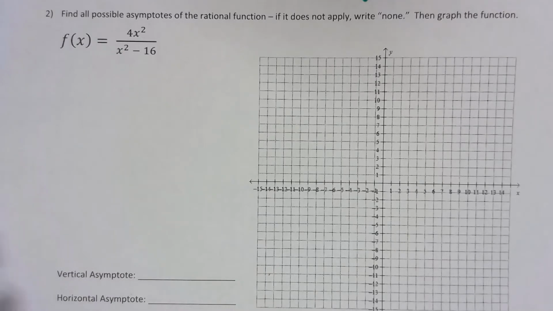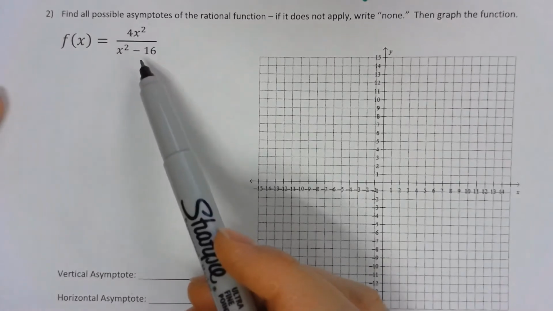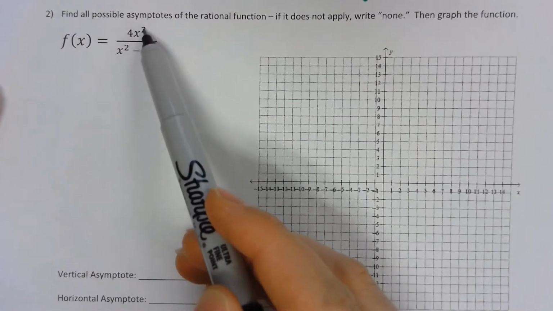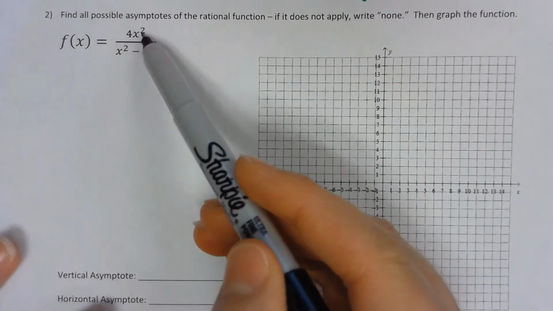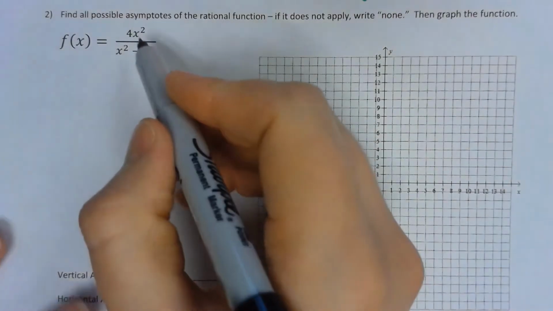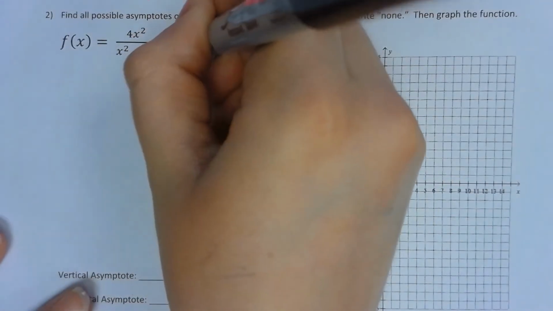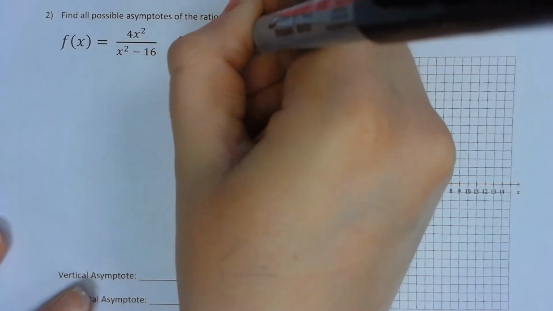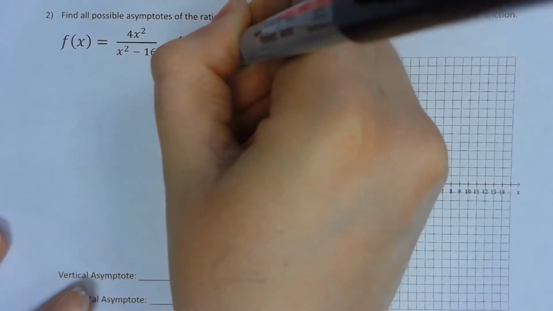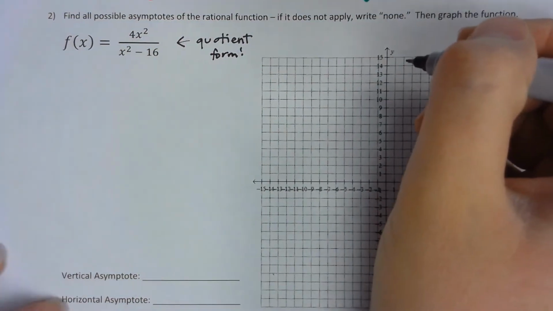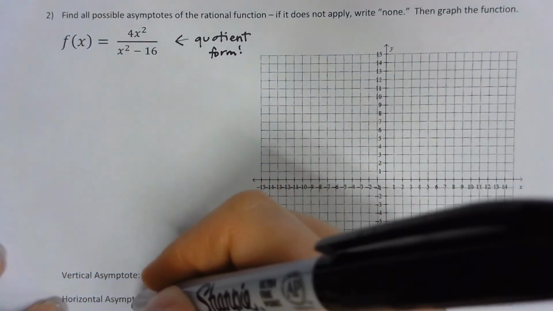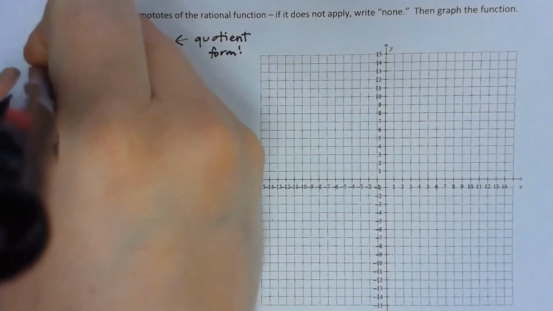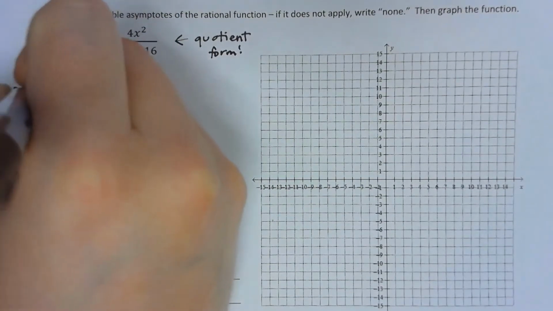Hola everybody, I am back here with a second example. Notice that this one will not have a slant asymptote because the degree is exactly the same. So this one is not going to have a slant asymptote, but this also is written in quotient form right now. And quotient form is not super helpful to me when I'm trying to find the horizontal asymptote. So what I'm going to do first is go through the process of long division.